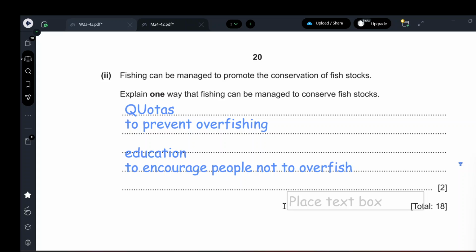Yani education. I will increase the awareness of the people, encourage them not to overfish. Quotas, which is putting limits on the people so that they do not overfish. Okay? Controlling the mesh size, controlling the size of the net so that you don't catch the baby fish, you only catch the big fish. Anything, you can write anything and it's explained.